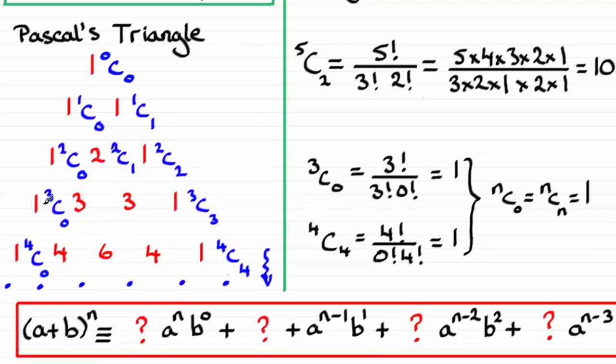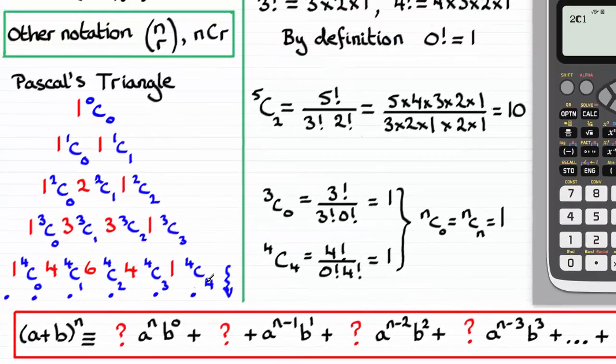Following this line here, going from 3C0 to 3C3, seems to suggest that this one would be 3C1 and 3C2. And if you did check this out on your calculator, you would find that is true. So when it comes to this fourth line here, if you were dealing with the power 4, then this will be 4C1, 4C2, 4C3 and then 4C4. And so if we put those values in, that's what you've got.